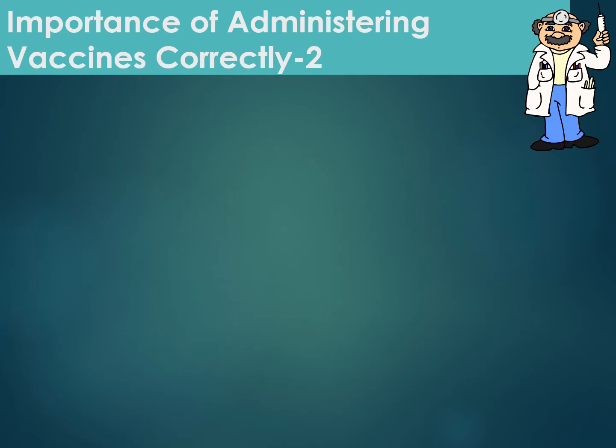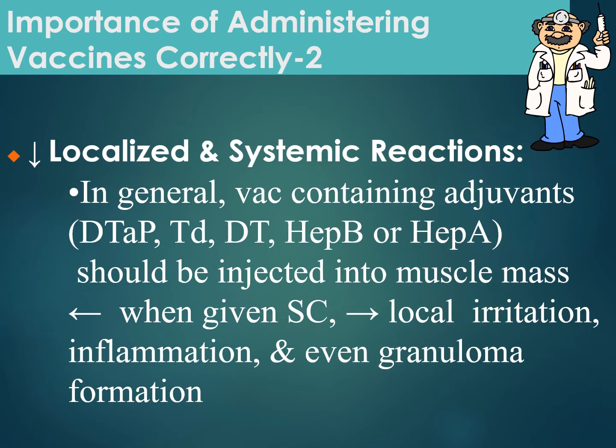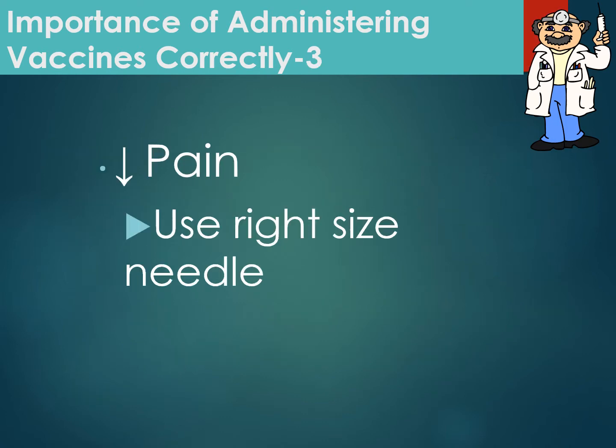Again, what is the importance of correct vaccine administration? Decrease localized and systemic reactions. In general, vaccines containing adjuvants like DT, TD, hepatitis B or hepatitis A should be injected into muscle mass, because when given subcutaneously, they will lead to local irritation, inflammation, and even granuloma formation. Also, correct administration decreases pain, through use of the right size of needle.